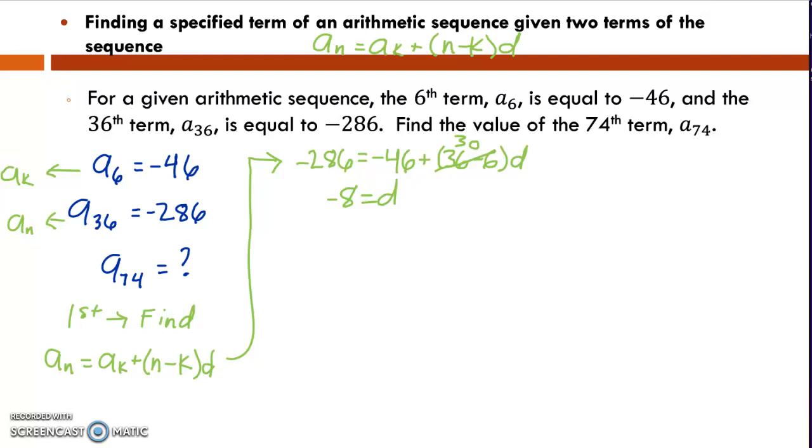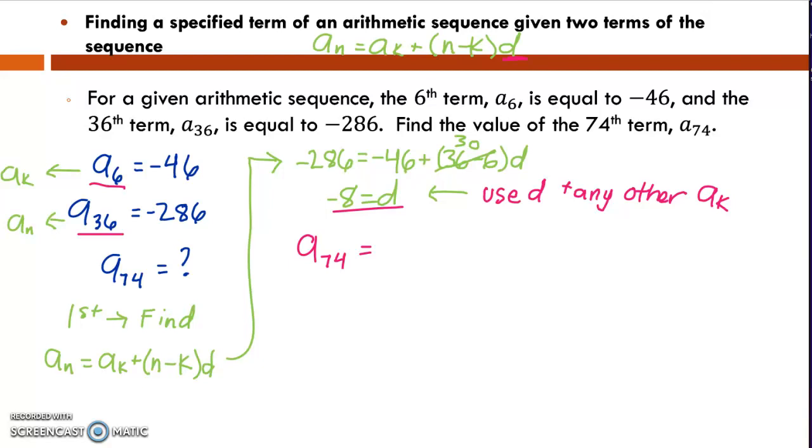So now we have d, right? And then in order to find a sub 74, that's like my new n, my new term I'm trying to find, I can choose to use d, and then I choose any other a sub k. So I could use this a sub 6, or I could use a sub 36. Let's use the a sub 6.